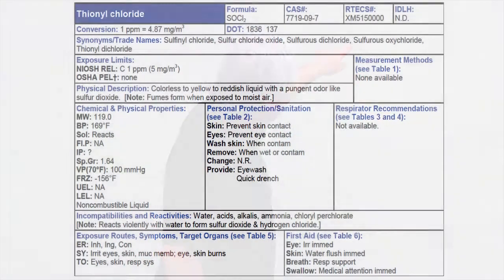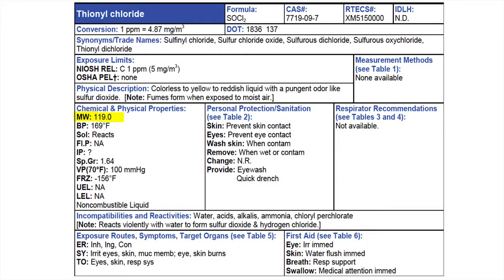Then I want to know, hey, where are these vapors going? Are they going up, which would be good news? Are they going down, hanging where people are? Bad news. So I'll look at the molecular weight in the physical properties box. And molecular weight is 119. Air is 29. The vapors will go down.